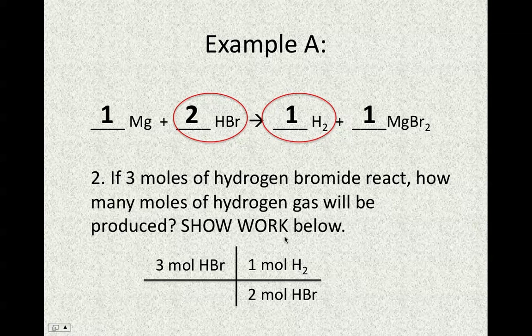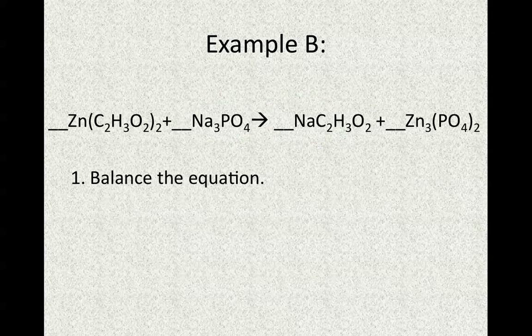So that way, again, remember in our dimensional analysis, the amount above and below the line are equal to each other, and we're getting this from the reaction. So for every 2 moles of HBr, we're making 1 mole of hydrogen. So by multiplying across the top, dividing by the bottom, I find that if I start with 3 moles of hydrogen bromide, I'm going to make 1.5 moles of hydrogen.